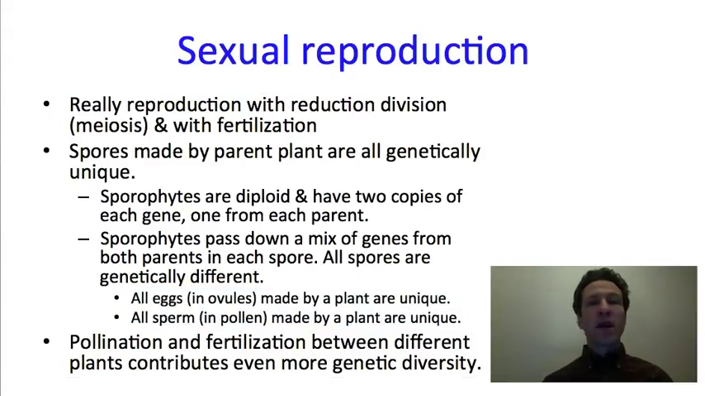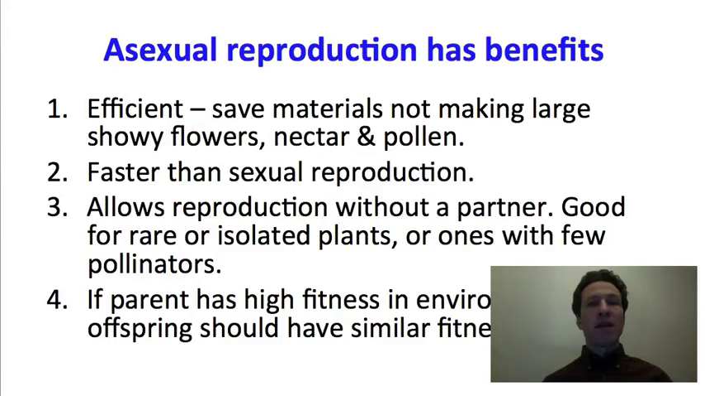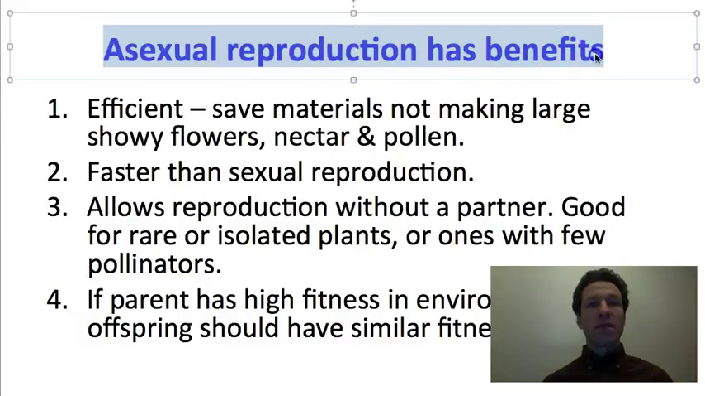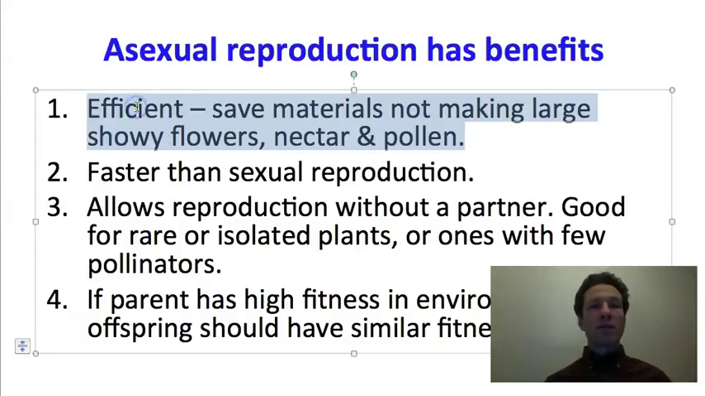Thus far then, we have asexual reproduction, which produces exactly genetically identical copies, and sexual reproduction, which produces genetically different copies. Let's think about the advantages of each. We'll start with asexual reproduction. What are its benefits? Well, it's very efficient.